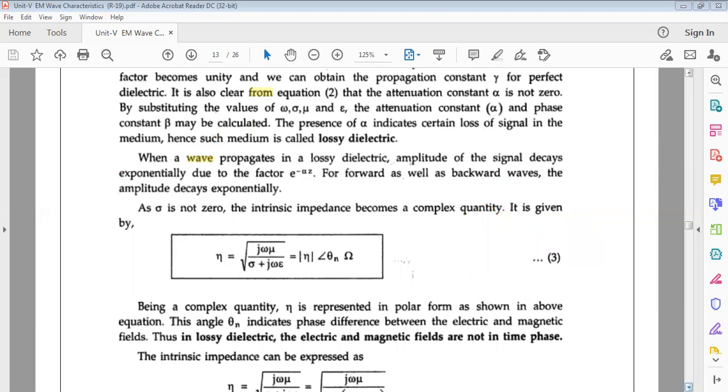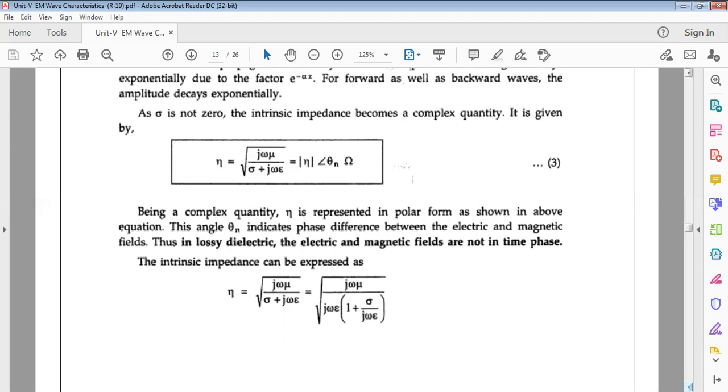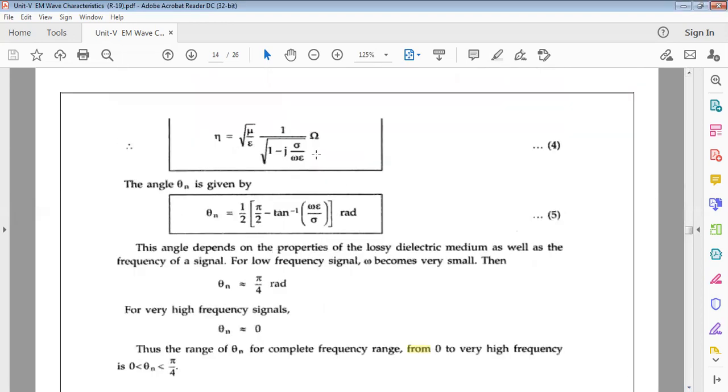So eta is equal to j omega mu over sigma plus j omega epsilon. Take j omega epsilon common. The radical factor we got is 1 plus sigma by j omega epsilon. So under the root of mu by epsilon, and this total factor we can write as theta n, which is given by theta n equal to 1 by 2 times pi by 2 minus tan inverse of omega epsilon by sigma, subtracting from pi by 2.